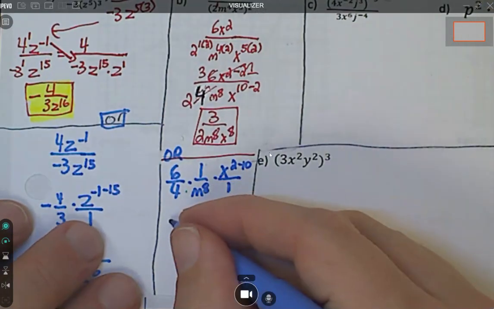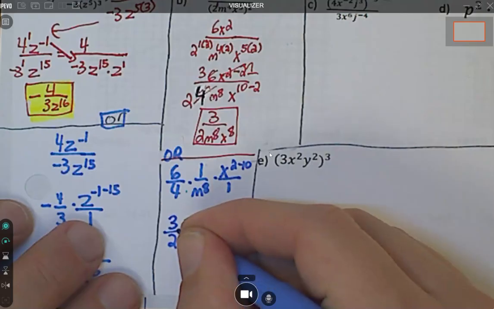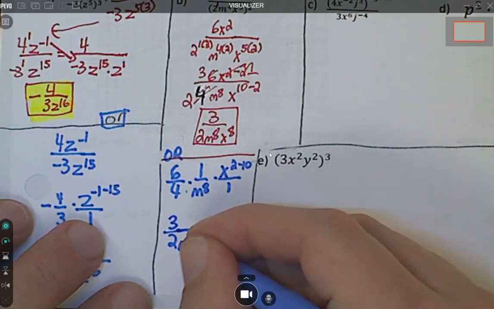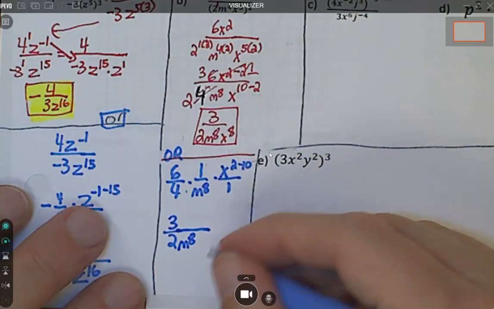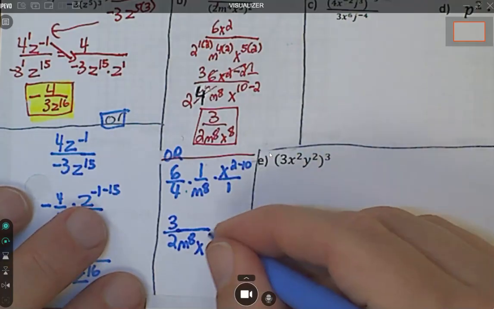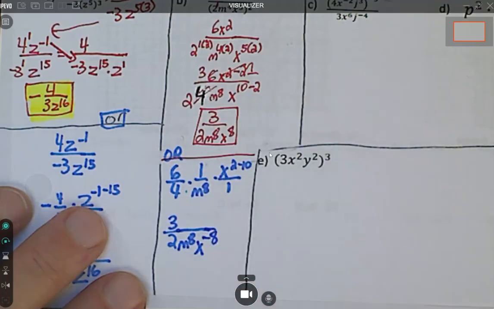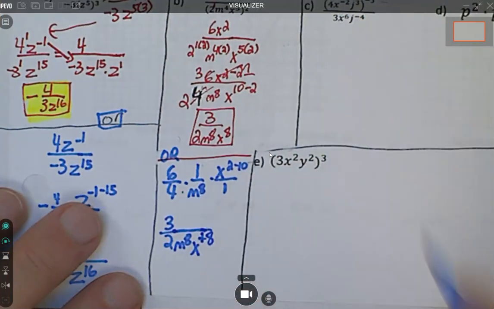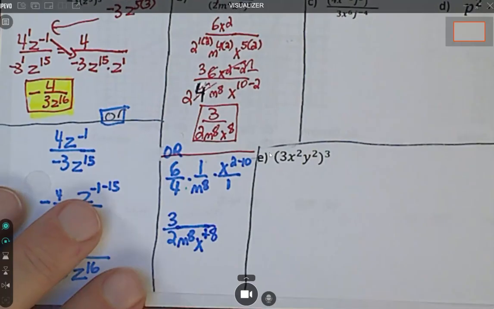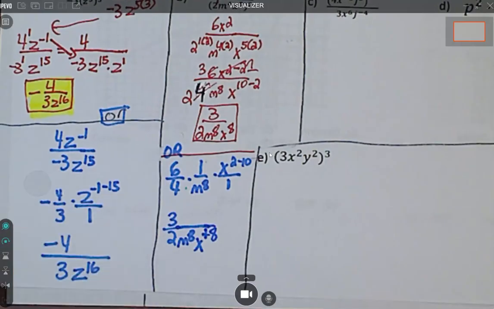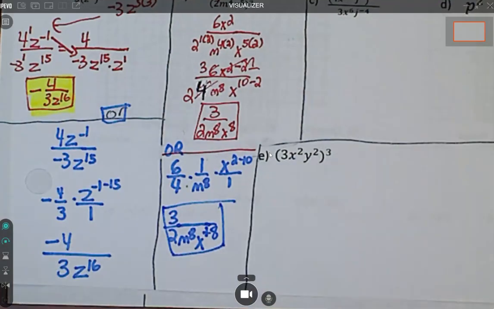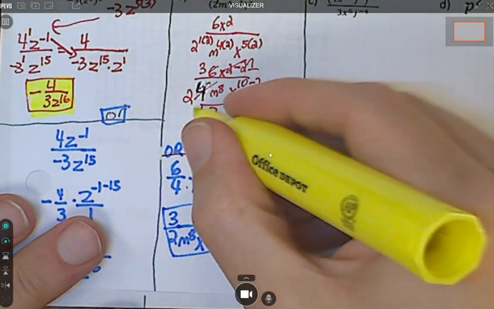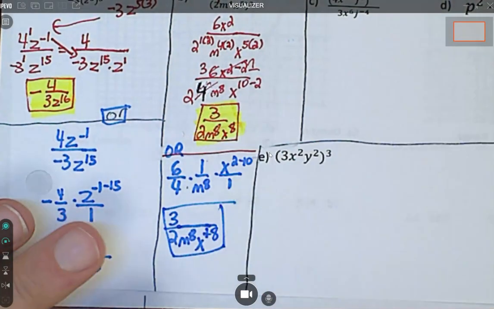So if you're really good at this, you get 3 over 2. M to the 8 stays here. 2 minus 10 is negative 8. So if you're really good at integer rules, wait, that makes it positive. Okay, we get the same answer. But to me, I think the top way I went over it is best. That's the easiest way. Now, could you do the blue way? Yeah.